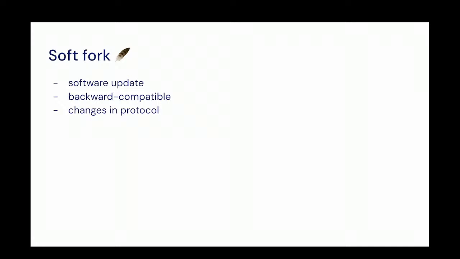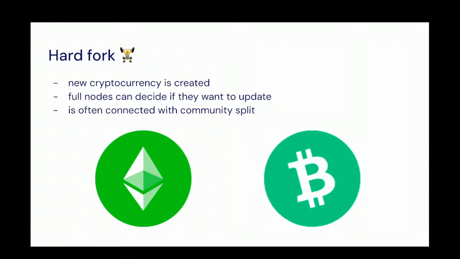Soft fork, which is a minor software update. It's backward compatible, so it means that nodes with old software can still verify new blocks and verify them as correct. It can also add some changes to the protocol, but will rather narrow them, not enlarge them.